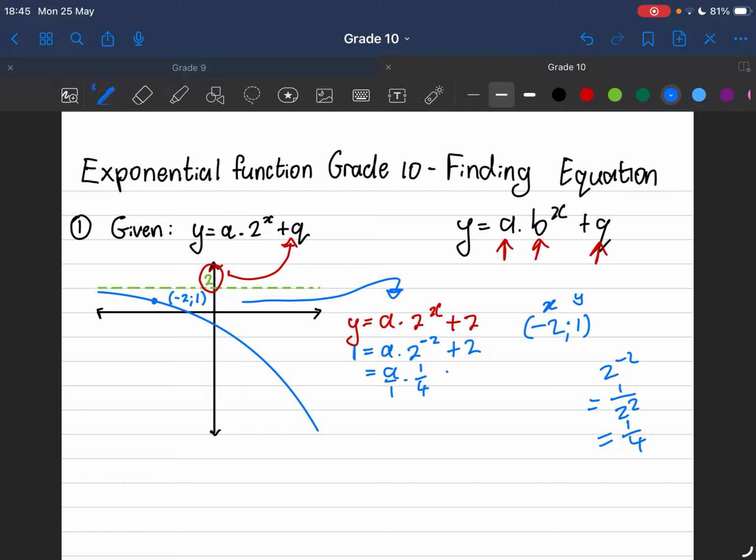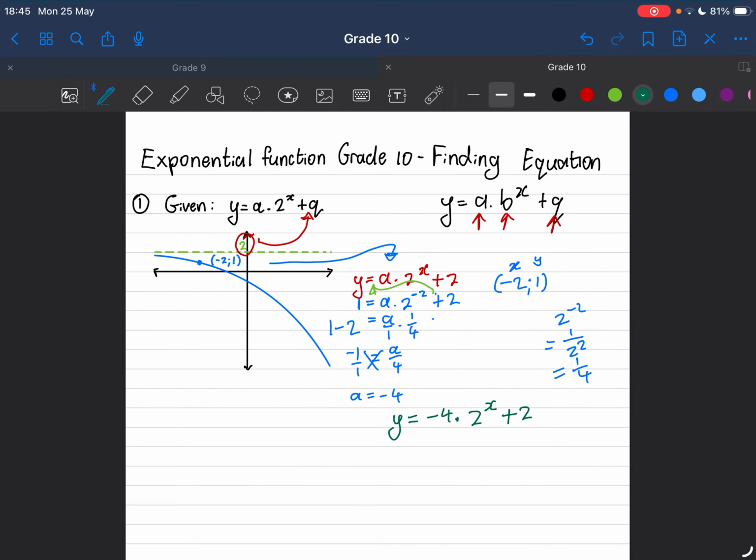Let's move this 2 across. I know it's a bit tricky, but let's do it at the same time. If that 2 moves across, it'll become 1 minus 2, so -1 is equal to a over 4. Then you can put this over 1 and cross multiply, so a times 1 is a and 1 times 4 is 4, and you'll get a is equal to -4. Now that you have these values, you just write your final equation: y is equal to -4 dot 2 to the power x plus 2. And that's your equation for that exponential graph.